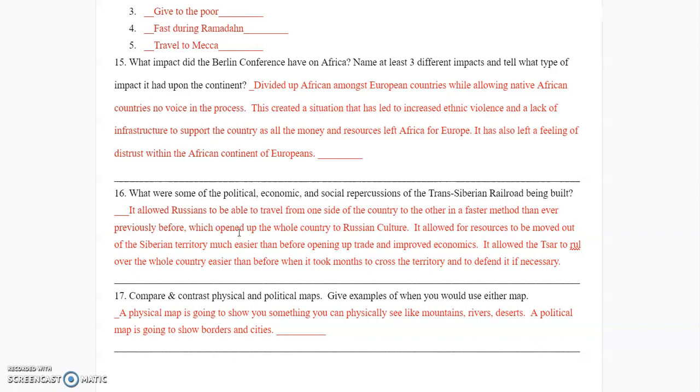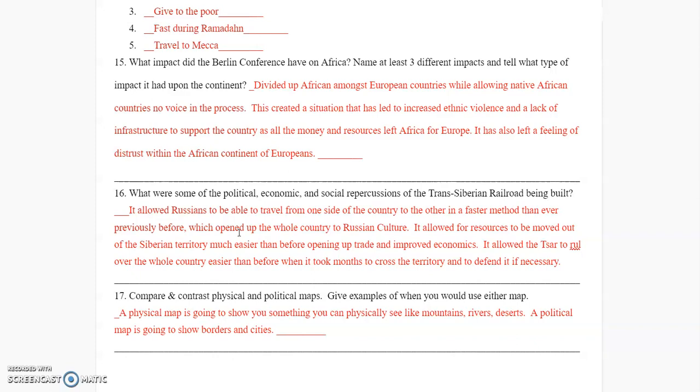And what it allowed them to do was, again, to travel in a way that had not been done before. You could move from one side of the country without it taking months. Instead, it was able to take a matter of days. So it opens up Russian culture, which is part of the reason why they built it in the first place. The Asian part was not really Russian enough for the Russian Tsar, so he wanted some way to export Russian culture to that part of the country. So that's what they did. They built the Trans-Siberian Railroad.